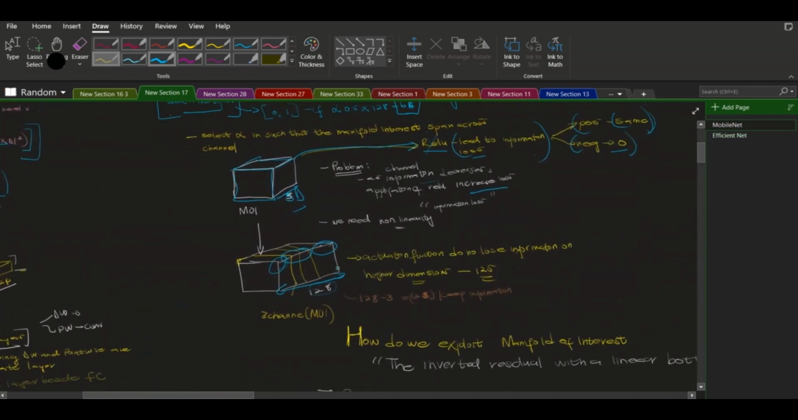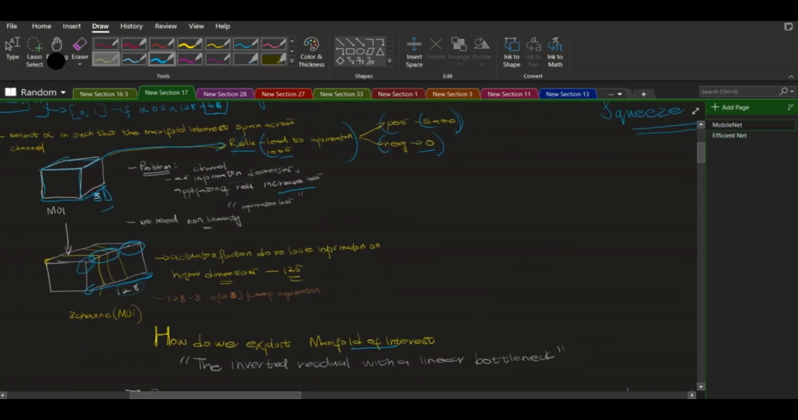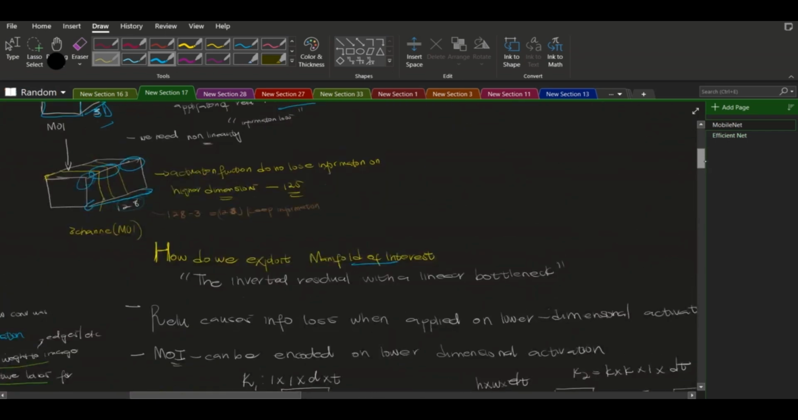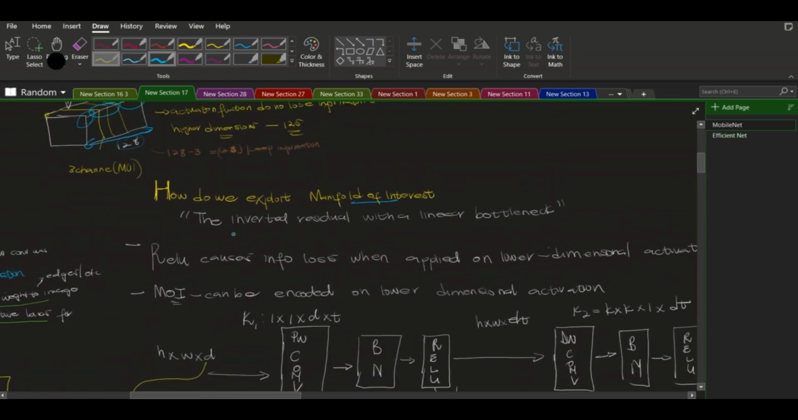So now the question is, how do we exploit this important information, like these three channels that I spoke about? We call this the manifold of interest. How do we squeeze that information? So we are caught up in these two objectives, and we have these two problems that we need to solve. This is where we're going to introduce the inverted residual.